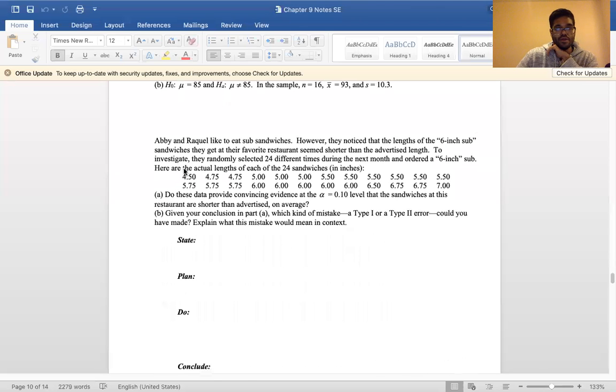Okay. And then again, we'll do this in class together. Here we got some data. We'll look at it. So here, again, key things here. We got 24 sandwiches, so we don't have enough for central limit theorem. So we're gonna have to graph some things here. So we'll look at this in class. This is a good full example.